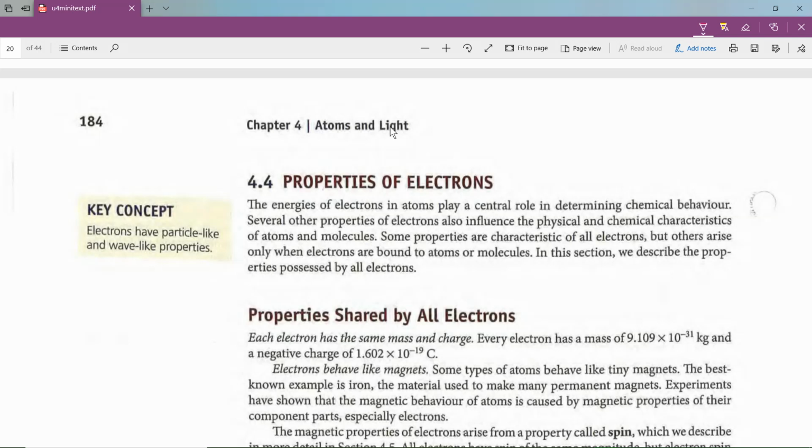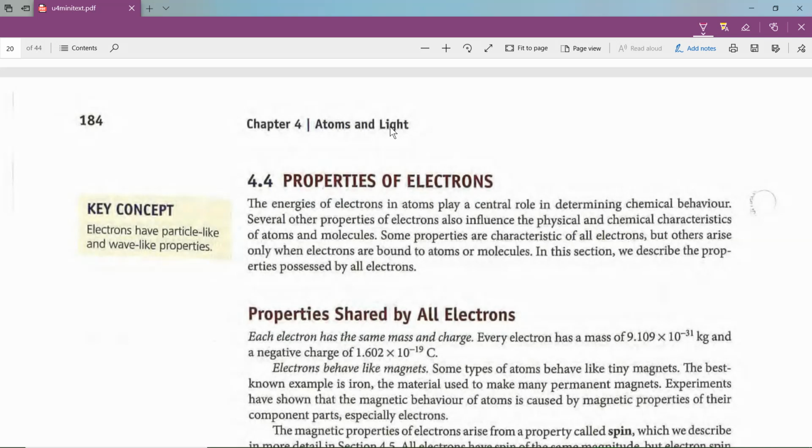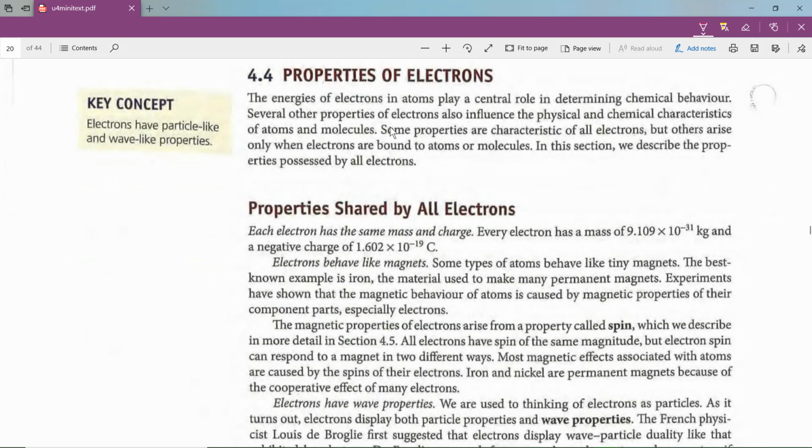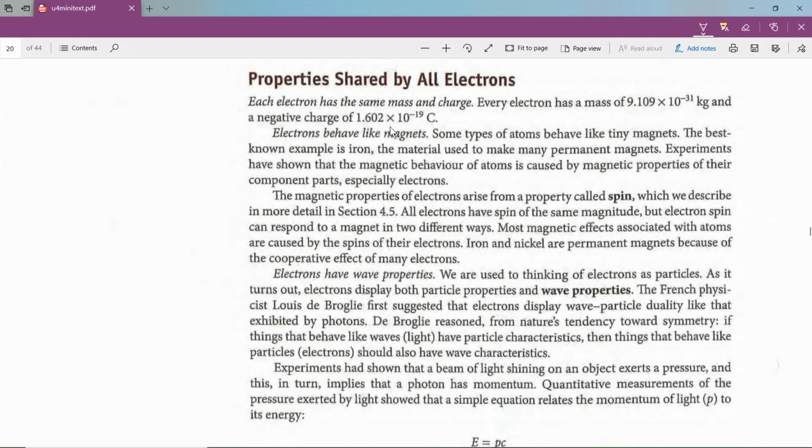And so let's first look at properties shared by all electrons. They all have the same mass and charge. Mass, and I'm going to just write it on a piece of paper so I remember, 9.109 by 10 to the minus 31 kilograms. And they all have a negative charge of 1.602 by 10 to the minus 19 coulombs. They behave like tiny magnets.